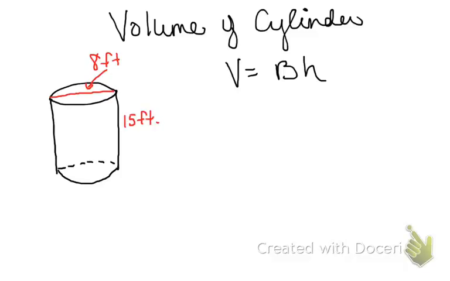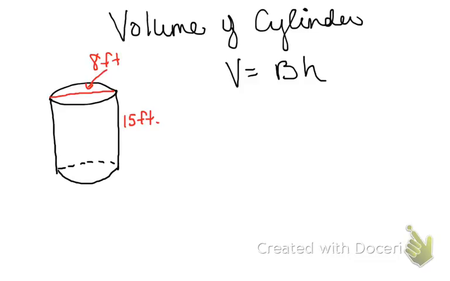Alright, in this video we are going to find the volume of a cylinder. Okay? And so the first thing you need to know is what is the volume formula for a cylinder. The volume formula is big B times H. I've drawn a little cylinder here with the dimensions, but let's talk about what big B is.